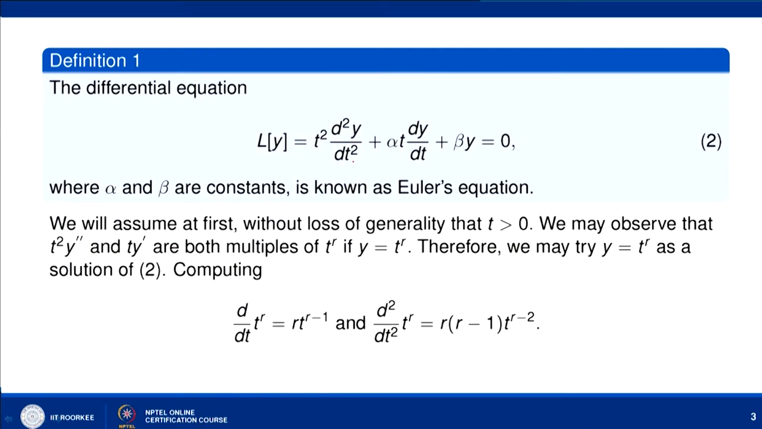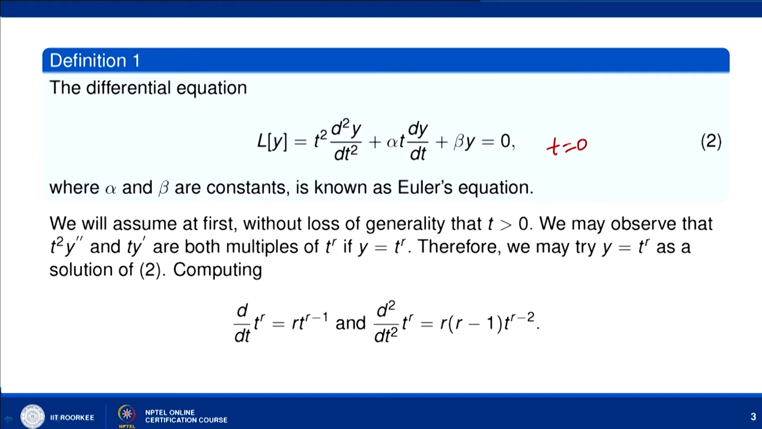First, let us define the easiest singular differential equation, which is known as the Cauchy-Euler equation. Here the differential equation Ly = t² d²y/dt² + αt dy/dt + βy = 0. Here α and β are constants, and this equation is known as Euler's equation. The coefficient of y'' is t², and t² vanishes at t = 0. So for this equation, t = 0 is a singular point.